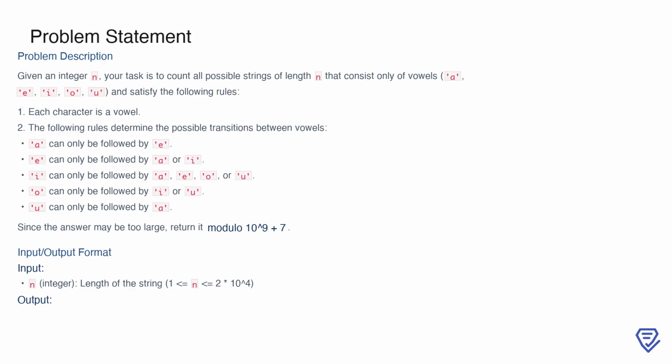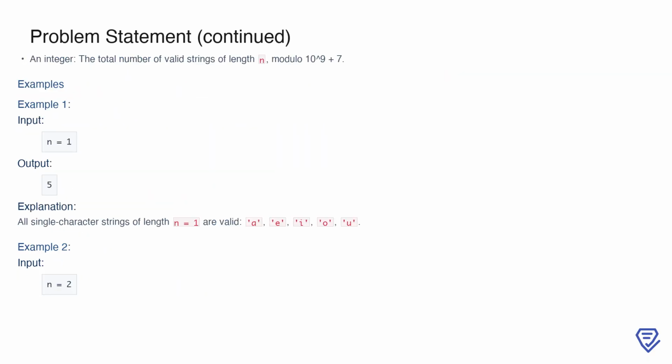To ensure the result fits within computational limits, we return the count modulo 10 to the power of 9 plus 7. The input is a single integer n, representing the string length, and the output is the total number of valid strings for that length. The output is an integer, computed modulo 10 to the power of 9 plus 7.